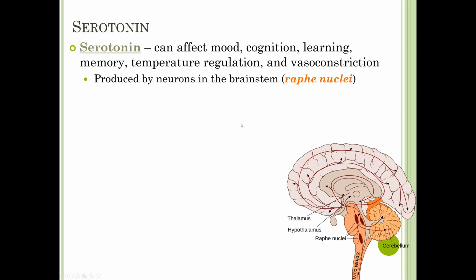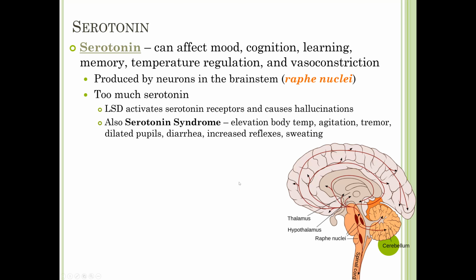So the fact that it causes vasoconstriction was actually how it was discovered. Serotonin is produced by neurons in the brainstem called the raphe nuclei. And so in this image here, you can see the raphe nuclei spread throughout the brainstem. It's these dark areas. And then the serotonin neurons that originate in these areas then go all through the cerebellum and the cerebrum and the limbic system of the brain.